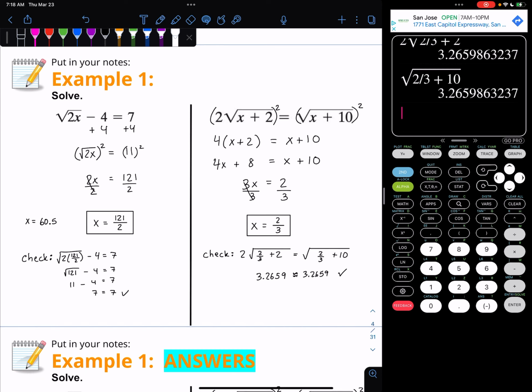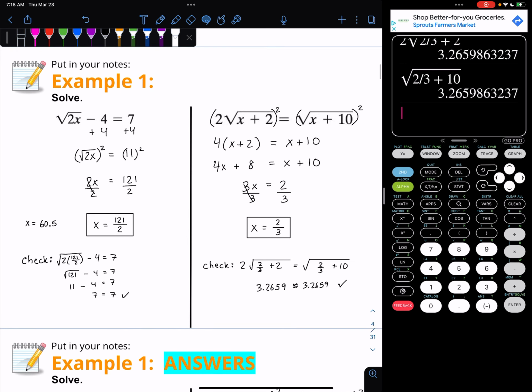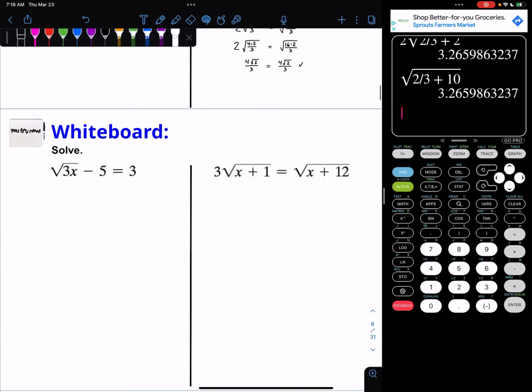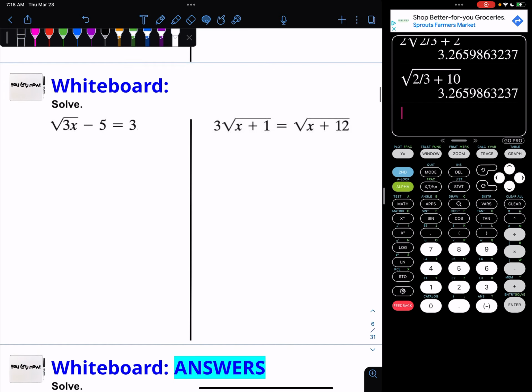If you need to pause to allow students to keep up, go ahead and pause that video. If not, then we're going to keep on going. You are going to practice these. You're going to have some whiteboard problems. You can either do them on the big whiteboards, or you can do them on your iPads. Go ahead, pause the video, and get started.